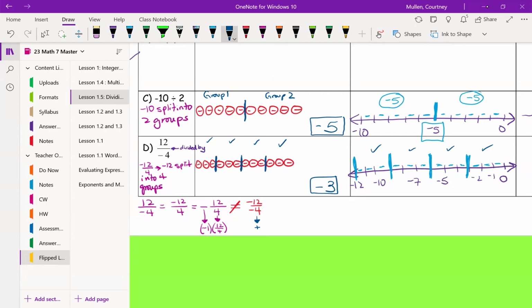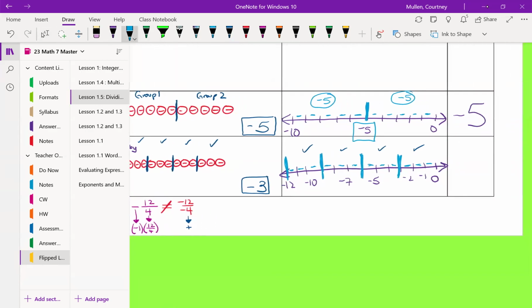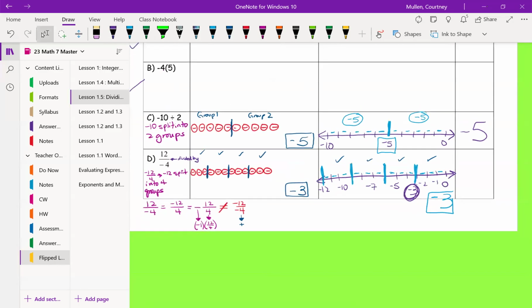How many are in each group? 3. And we're dealing with negative values. So again, we end up at -3. Also, the first split, as you can see, comes at -3. So the quotient of 12 and -4, or -12 and +4, is -3. Let's go back up and practice the rule now.